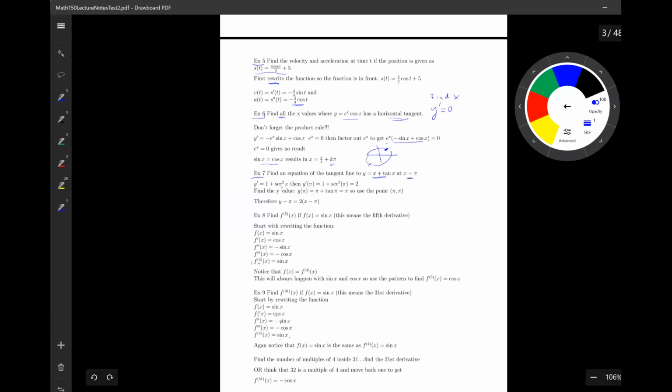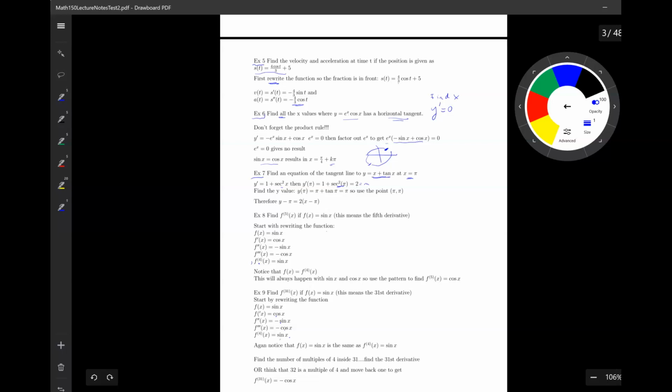All right, example 7, taking the derivative to find the slope of the tangent line, and I can use this to find the exact slope at that exact point. So the derivative of x is 1. The derivative of tangent is secant squared. So plugging in pi, I get secant squared of pi, so that gives me a positive 1. So I get a slope of 2.